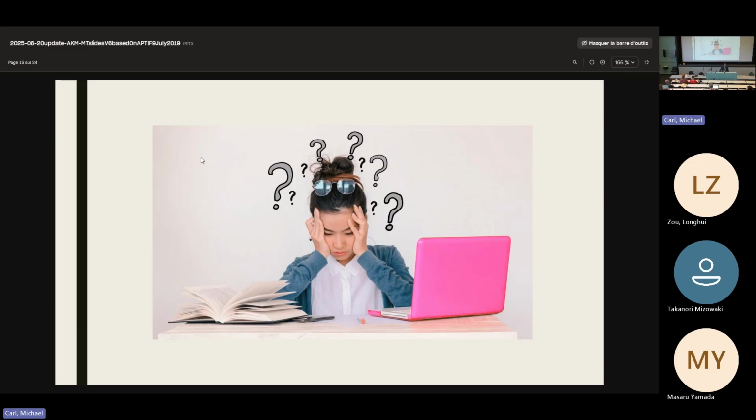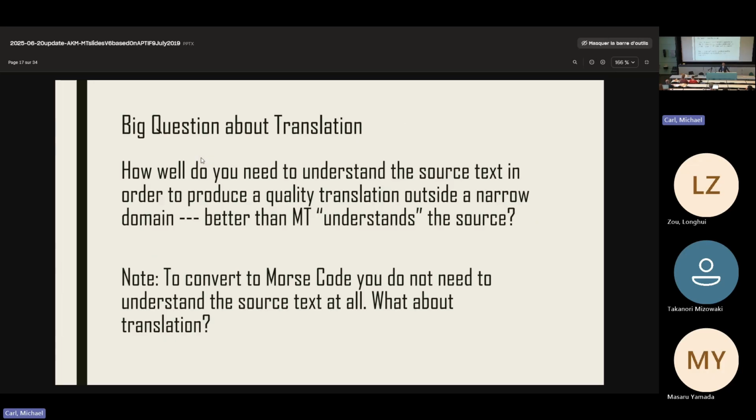So, the question that I raised a few minutes ago: how well do you need to understand the source text in order to produce a quality translation outside of a narrow domain? That's maybe the exception, where you don't really need to fully understand, you know, the old Meteo weather bulletins, right? Where the machine can do a really good job because it's such a narrow, restricted domain, controlled language. But outside of that, does the machine translation system need to understand the source text?